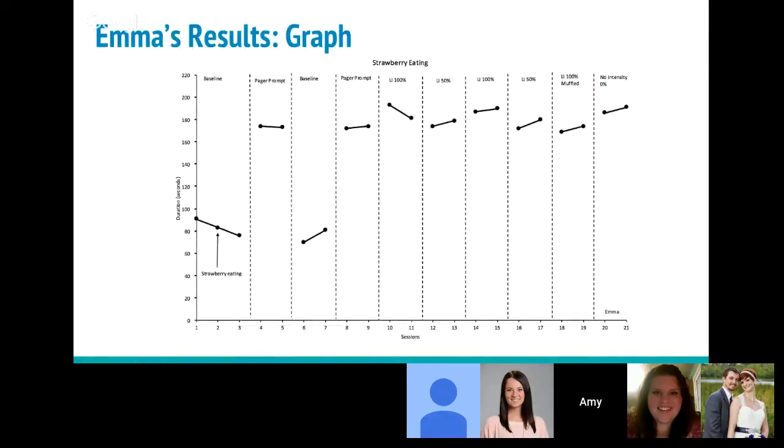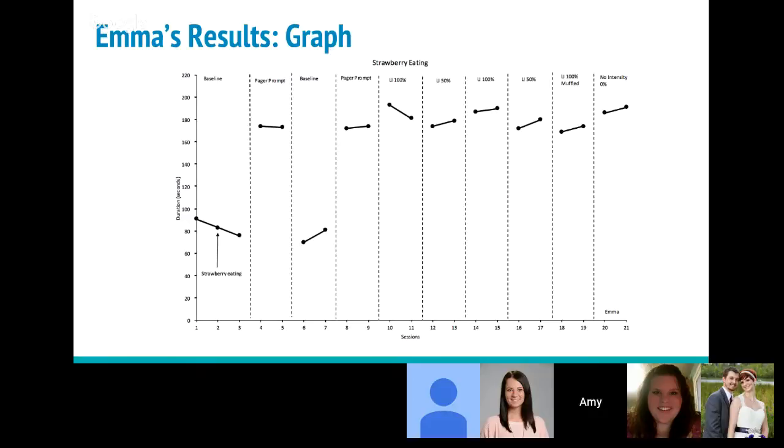So this is my strawberry eating graph. My baseline started out with a pretty low duration. I definitely am a very rapid eater, or was. When it moved on to the pager prompt and I was actually forced to wait for a vibration to take another bite, I had a lot of time added in my duration and it went up considerably.